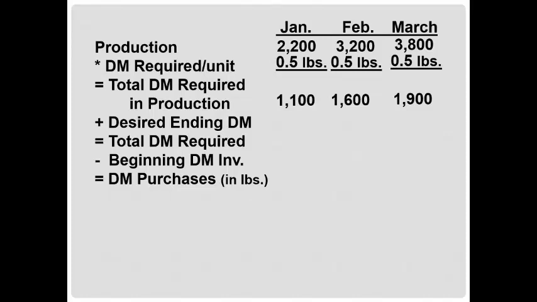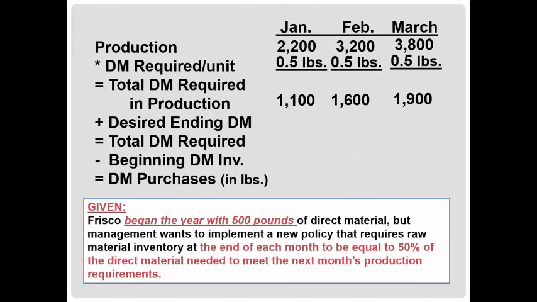All right, so all this is saying is you figure out what you're going to use, then you figure out if you want to end with some materials, you'll have to buy them. If you already started the month with some materials, you don't have to buy them. All right, so here's what we were given in the problem. We began the year with 500 pounds of material, but management wants to implement a new policy that requires raw material inventory at the end of each month to be equal to 50% of the direct material needed to meet the next month's production requirements.